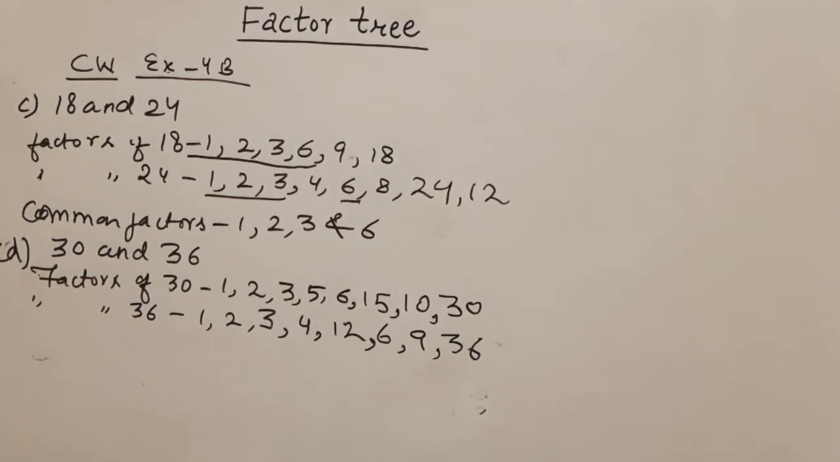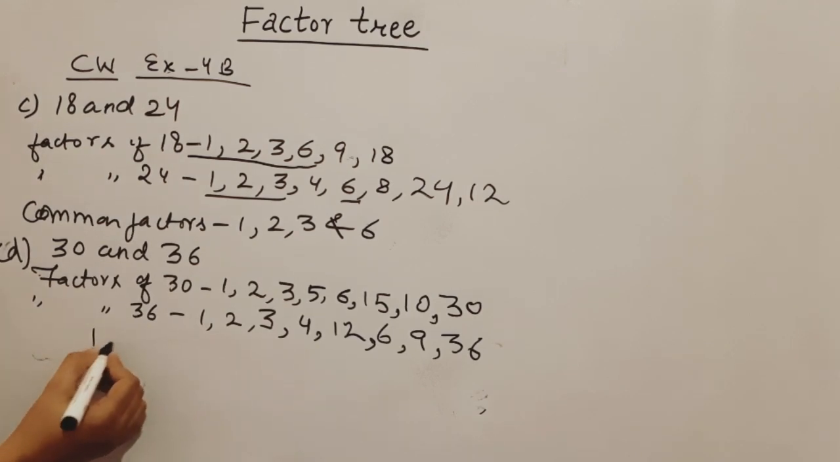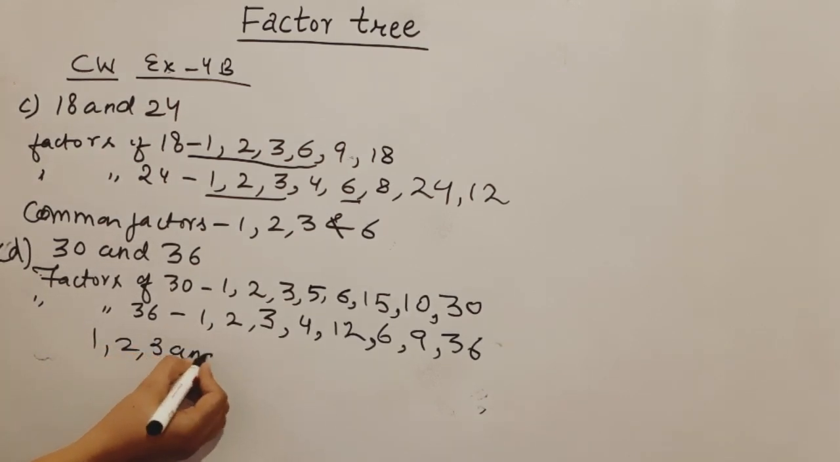Now we have to check for the common factors. So as we can see that 1, 2, 3 दोनों में common है. उसके बाद अगर हम check करें then 6 is common, right, in both the numbers. So 1, 2, 3 and 6 are the common factors.